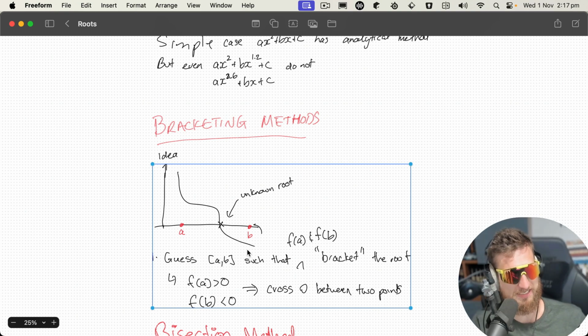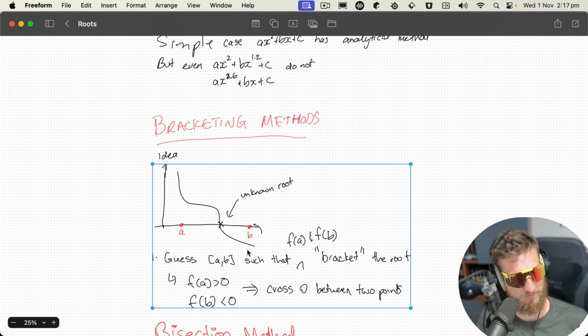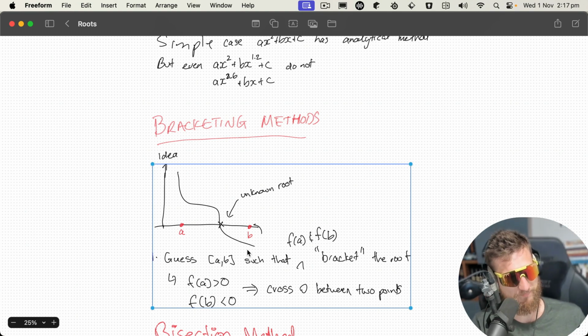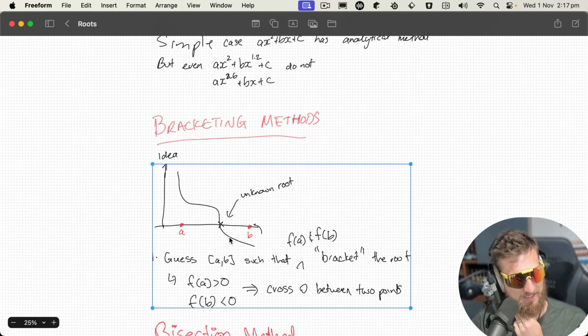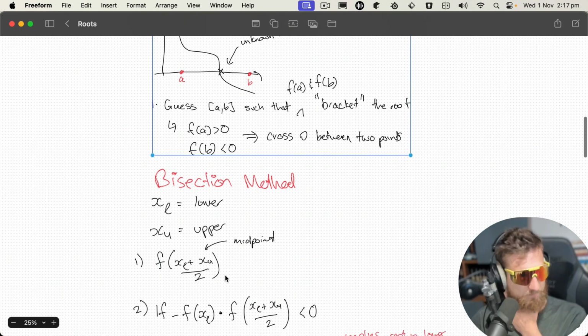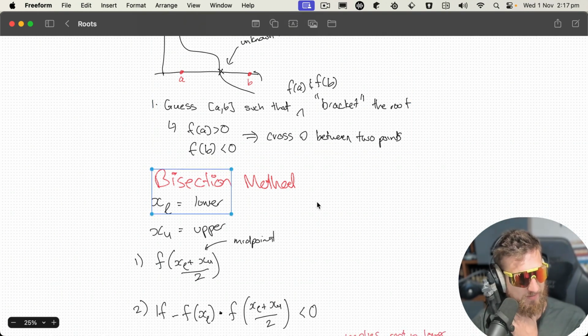Obviously, these methods don't work if there are multiple roots, or if there are no roots. They basically work as long as there is a single root. The trouble is you kind of have to guess A and B. That's like an initial guess. So the bisection method is the simplest bracketing method.